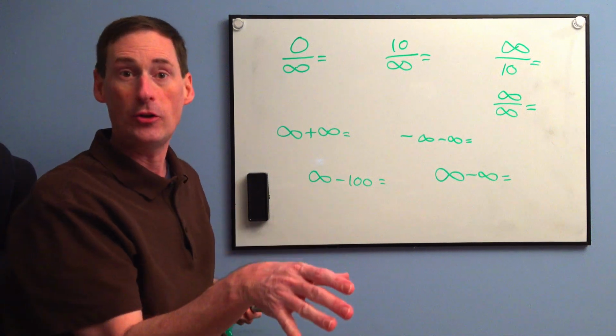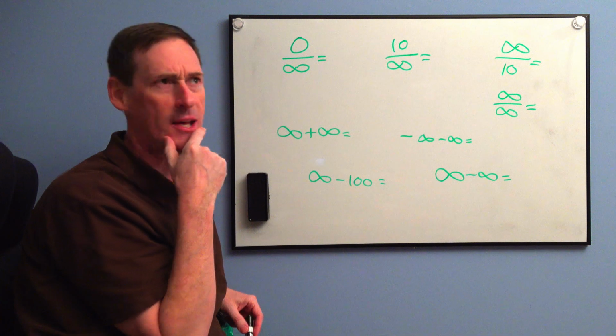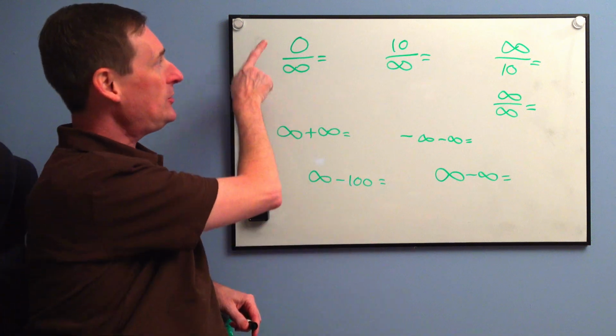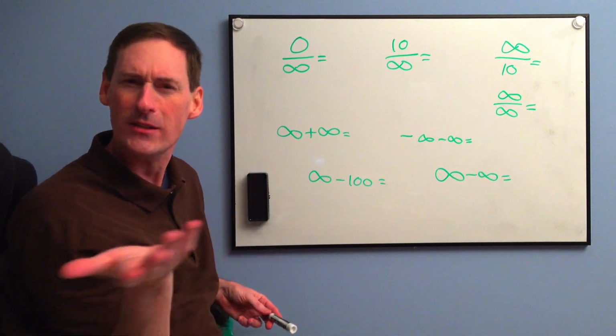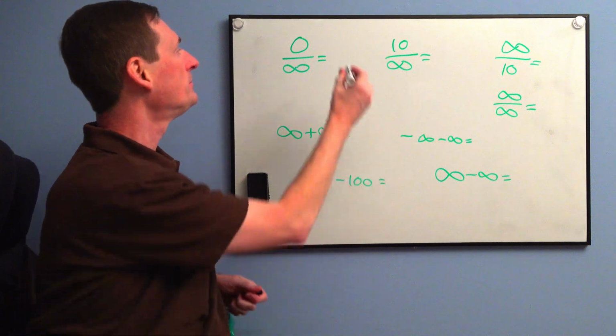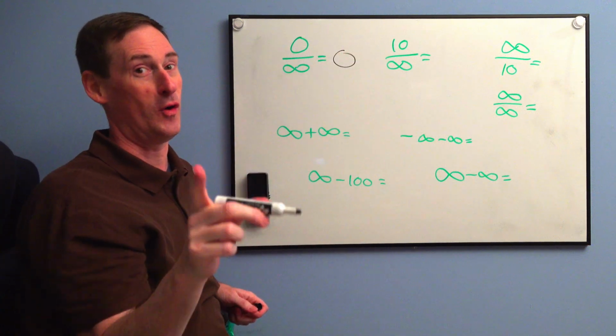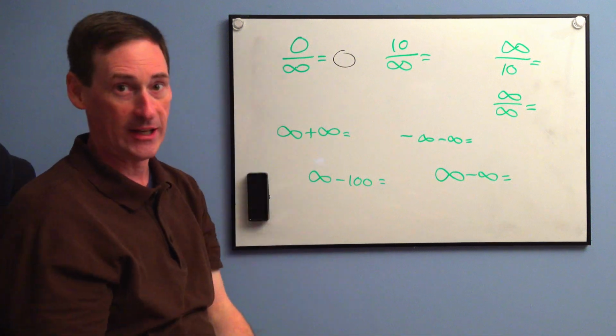Let's say you took a test and there were infinite questions on that test. Wow, that's pretty intimidating. And you got 0 out of infinity correct. Wouldn't you get a 0 on the test, right? 0 over anything is 0, except 0 over 0. Remember, that was indeterminate. So 0 out of infinity questions is 0.